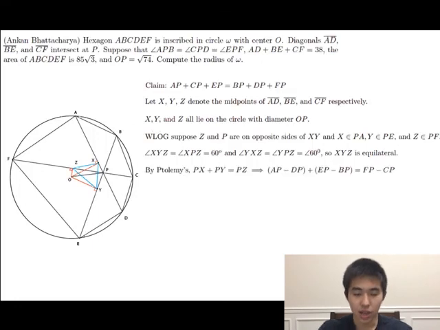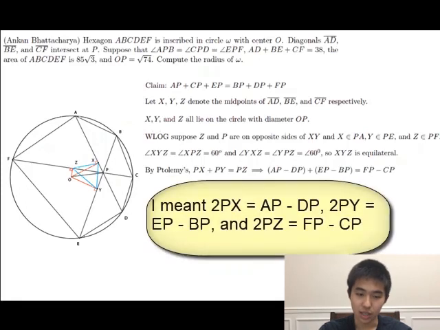So next we have, since XYZ is an equilateral triangle and P is a point on their circumcircle, then by Ptolemy's theorem, we have that PX + PY is equal to PZ. And if we multiply that equation by 2, then 2PX is equal to AP minus DP, 2PY is equal to EP minus BP, and 2PZ is equal to FP minus CP.